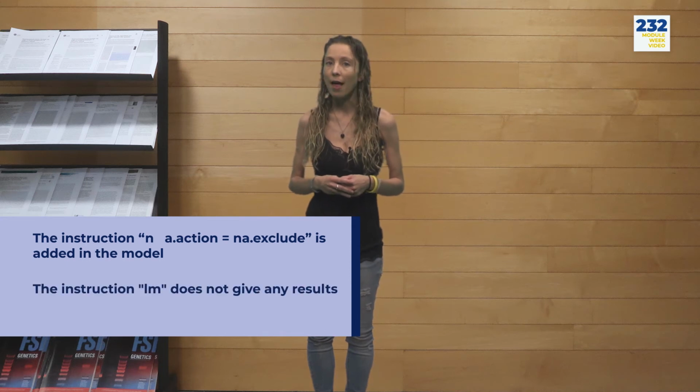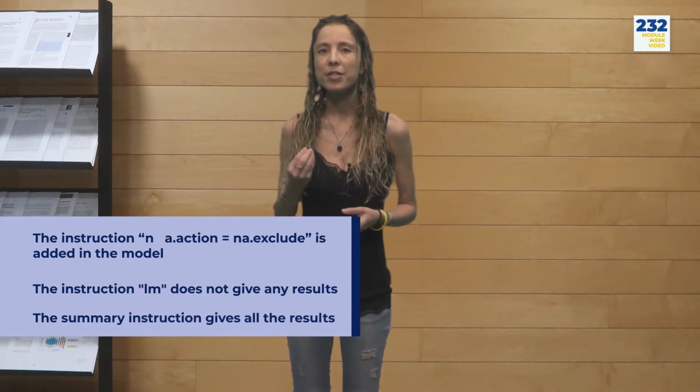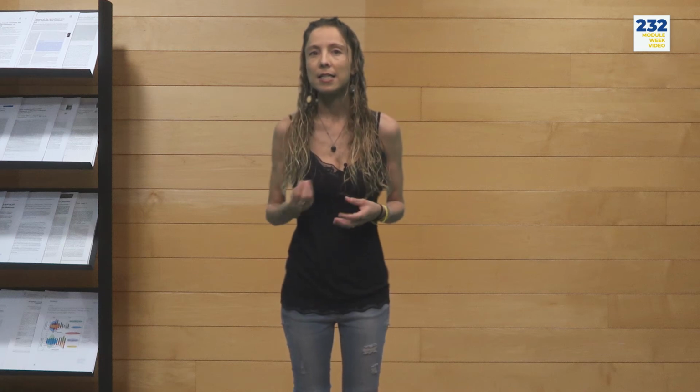The instruction lm doesn't give any results. It's the summary instruction that gives all the results of the regression: a description of the errors, the estimated coefficients of the betas with their standard error, statistics and significance, the measures of goodness of fit and global contrast.